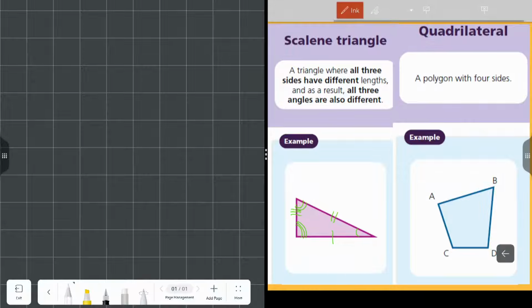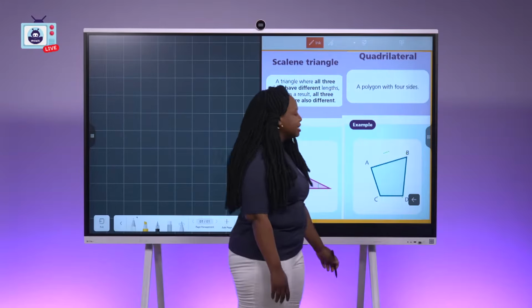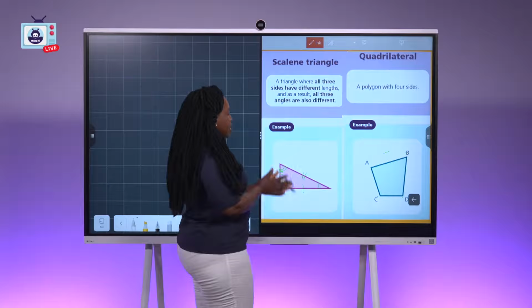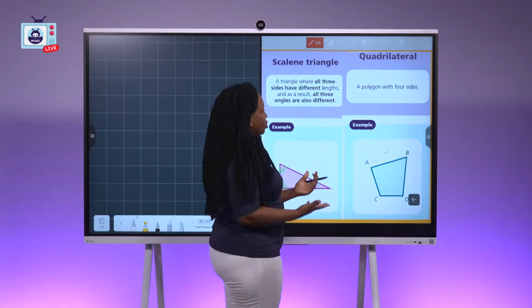Okay. Now we have the quadrilateral. Quadrilaterals, as I said, are just four-sided figures. So you can see we have a polygon with four sides, that is A, B, C, D, right? It doesn't have to be equal at any point. That is just the quadrilateral. It's just like that.